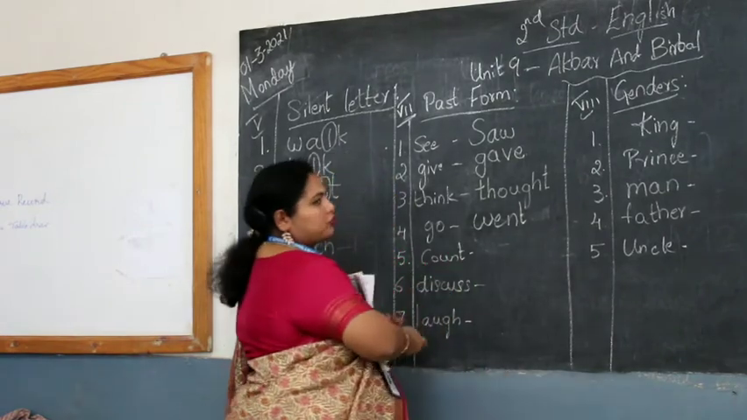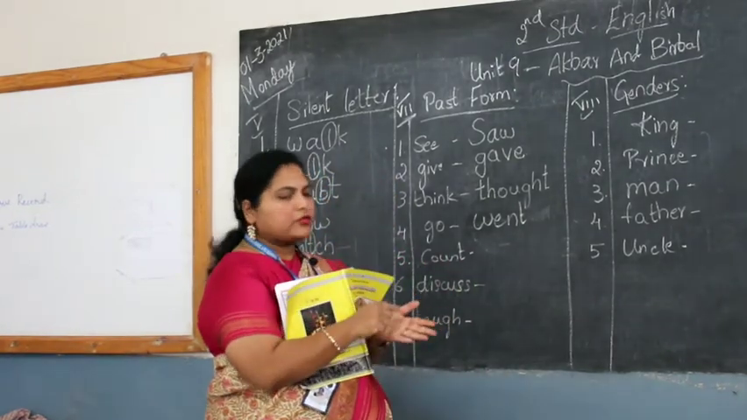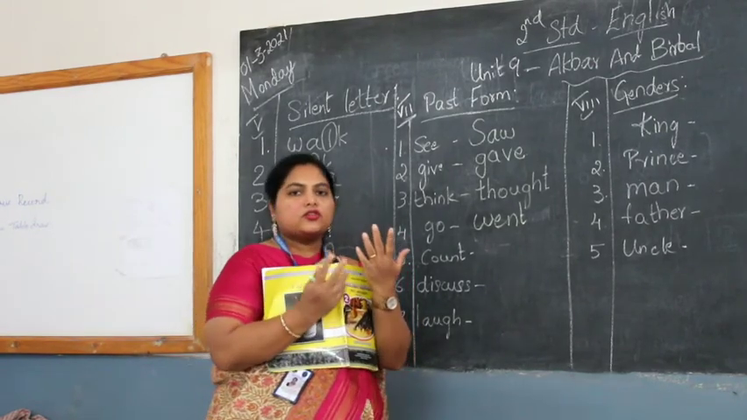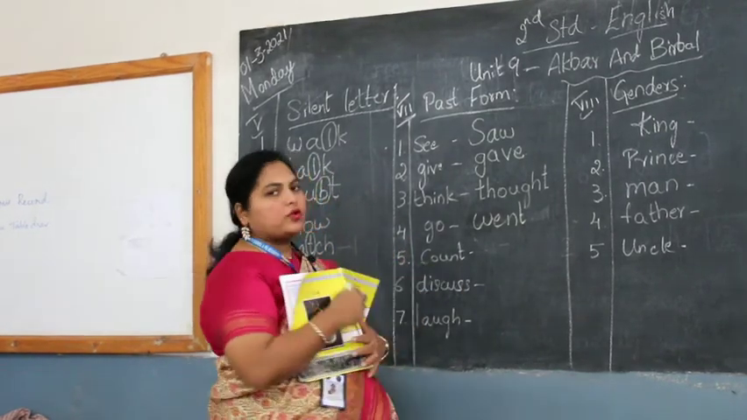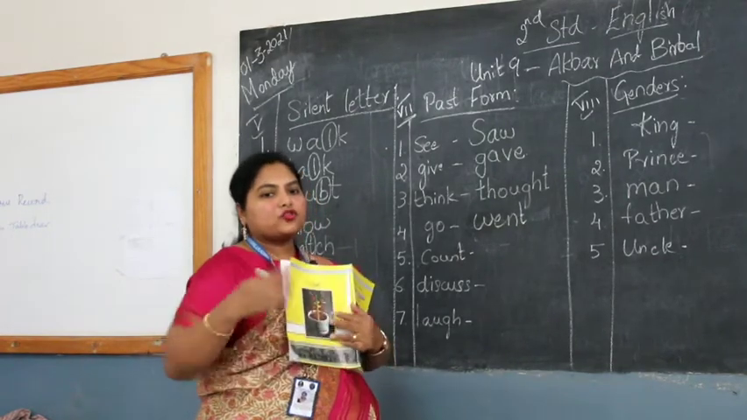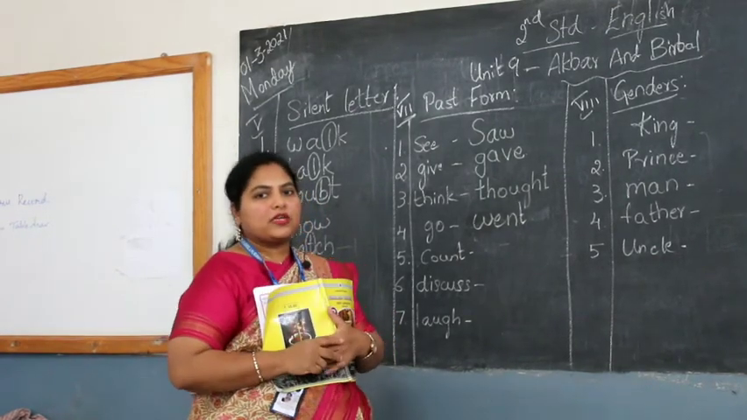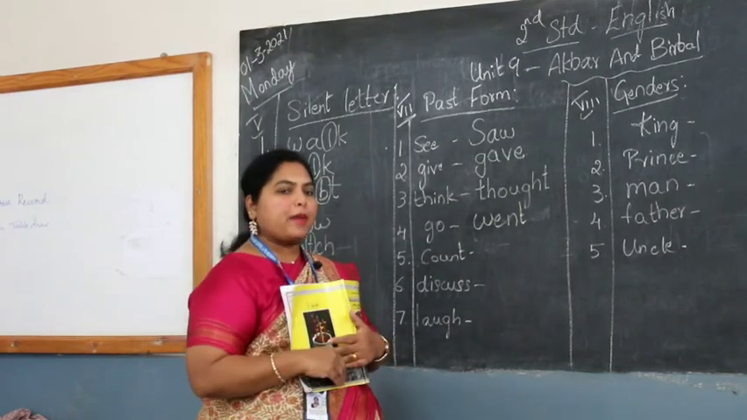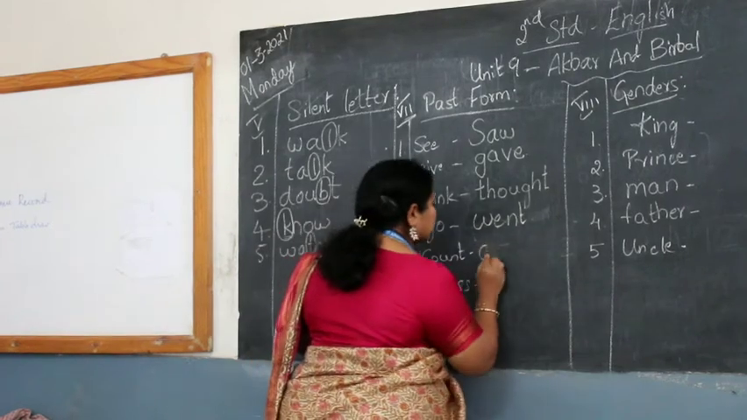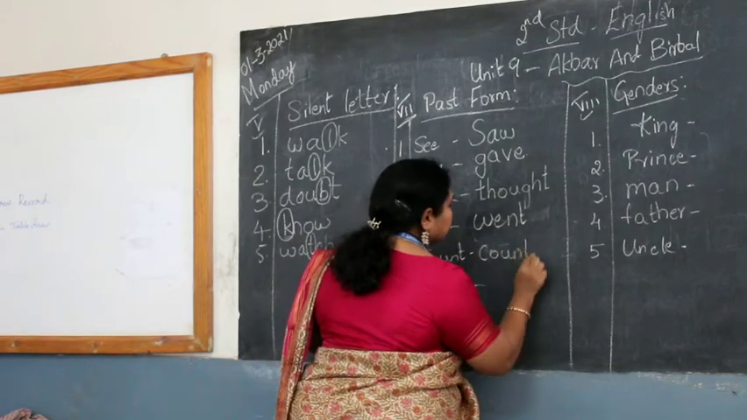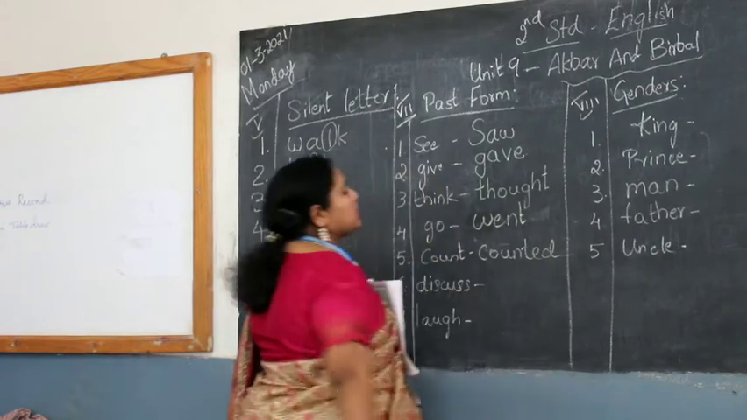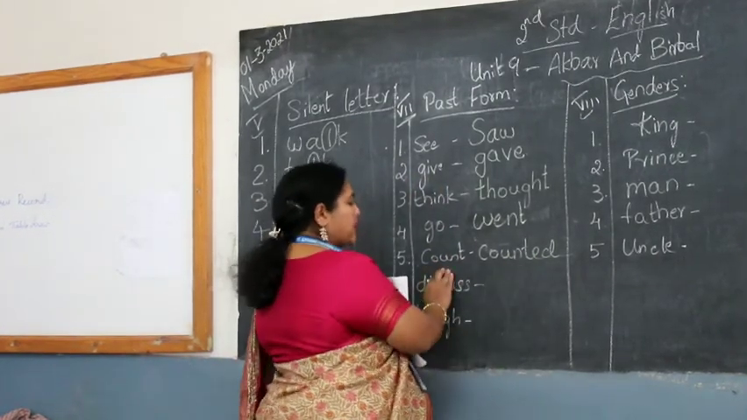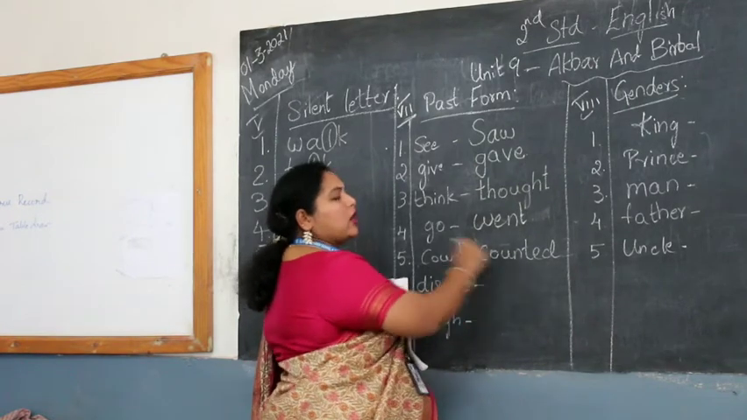Then you have count. Count is you're counting how many fingers you have in your hands, right? So you'll count the fingers. So what you have already done, I had so many chocolates. I have 10 chocolates with me. I already counted. That means you have already done that work. So that is the past form. So counted, C-O-U-N-T-E-D, counted. So the past form of count is counted.